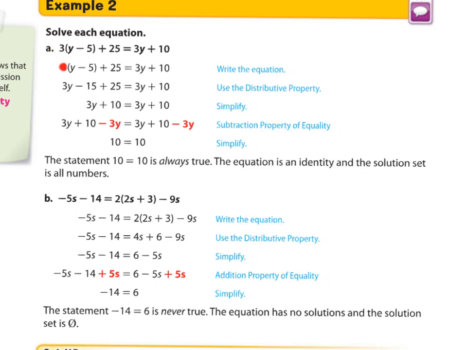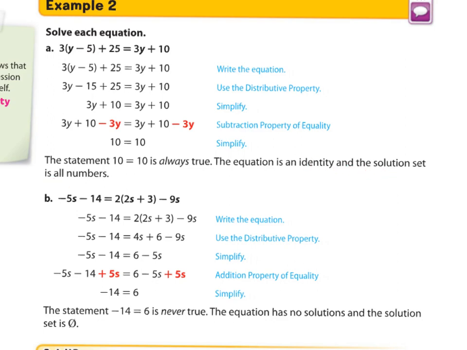So over here, you can see that once we remove everything and we remove even the y's, we are left with 10 equals 10. Which really doesn't matter what y equals, because no matter what, this side will always equal this side. Again, you're welcome to pause the video and read through the steps carefully. And you'll see that 10 is 10 is always true. The equation is an identity, and the solution set is all numbers.